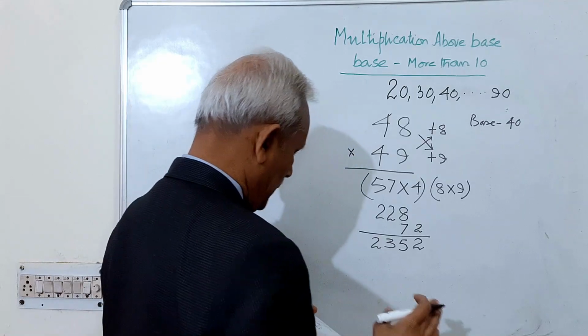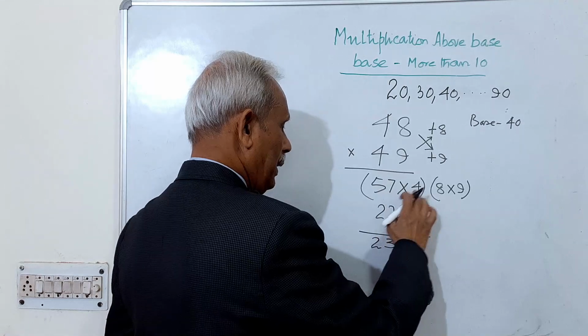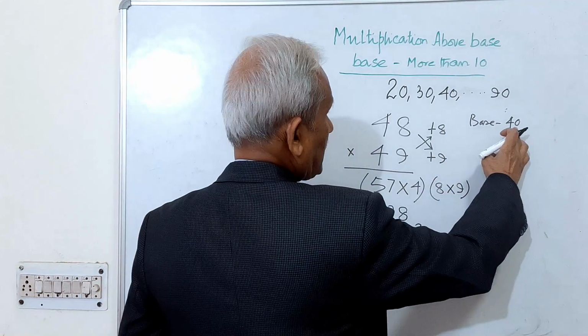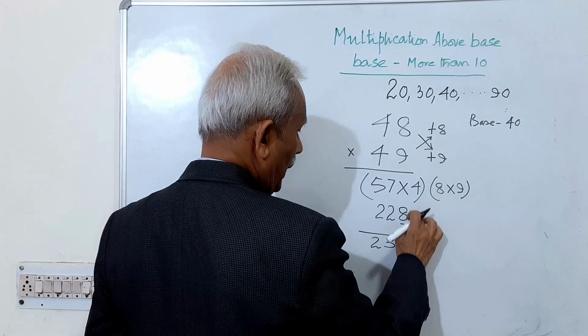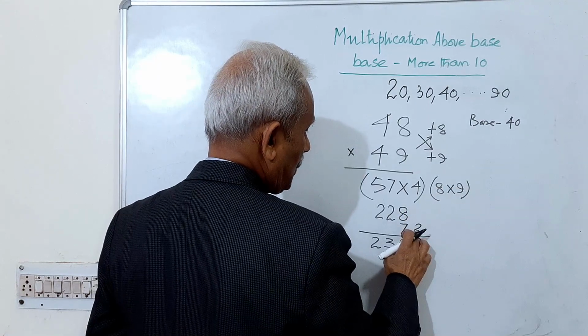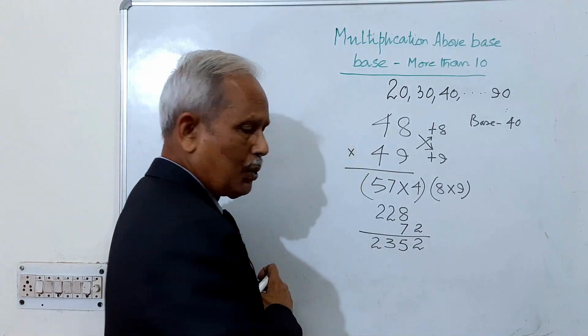That's quite simple, quite easy. The only thing is we multiplied here with 4, and the second part was 8 into 9, which is 72. In the base there is 10, so we can have one digit here after 8. So we write 7 below this and 2 here. The total answer, when we add it with this, becomes 2352.